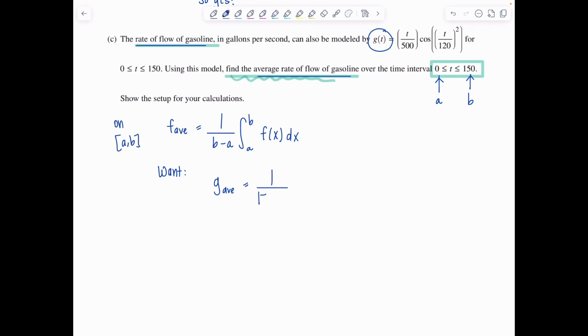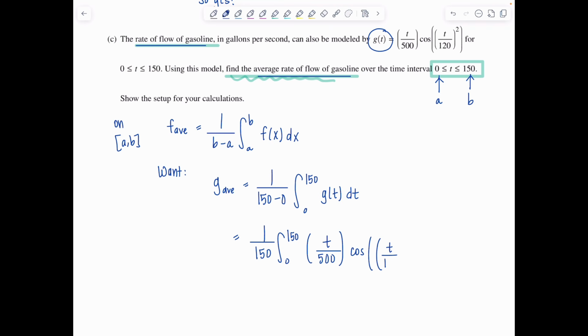So 1 over 150 minus 0 times the definite integral from 0 to 150 of G of T dt. Dt's, not dx's. So this would be 1 over 150 times the integral from 0 to 150. Here's G of T, T over 500 times cosine of T over 120 squared dt. Don't forget the dt. From here, they don't need you to show any work.